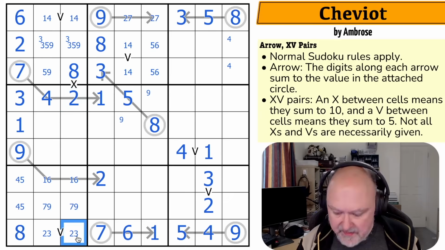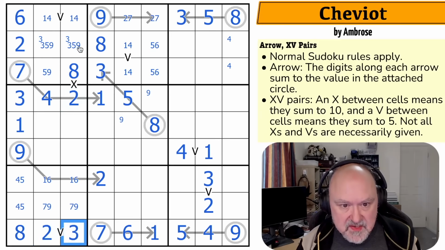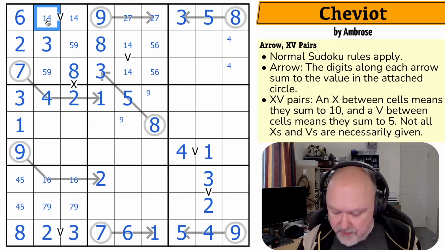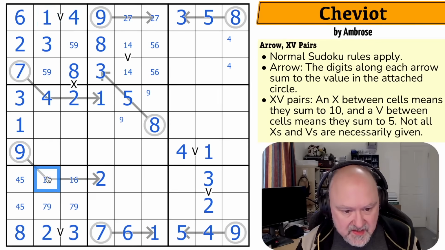The 2 is looking down, making that the 3 and that the 2. The 3 is looking up, saying that's not the 3, that's the 3. These are the 5, 9. The 4 is looking up, making that the 1 and that the 4. The 1 is looking down, making that the 6 and that the 1.